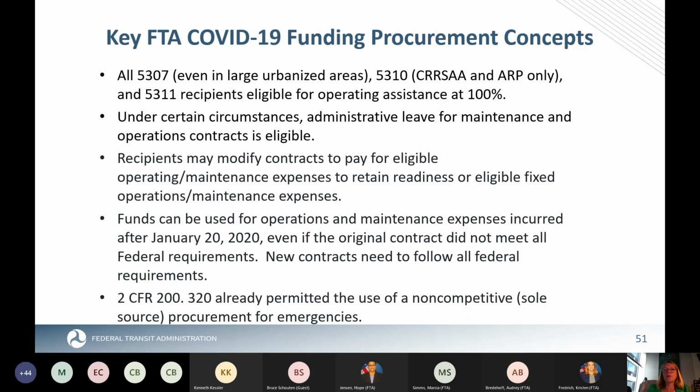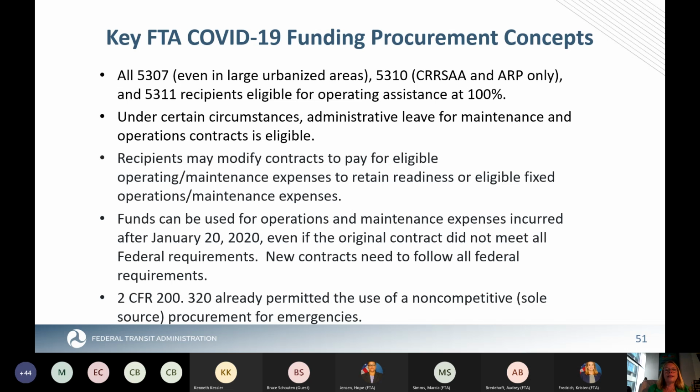There were some flexibilities that were built in also. The second bullet, under certain circumstances, administrative leave for maintenance and operations contracts is eligible if it wasn't eligible before. It did allow you to modify contracts to pay for eligible operating maintenance expenses so that you could retain readiness or eligible fixed operations and maintenance expenses. It also said that funds could be used for operation and maintenance expenses incurred after January 20th, 2020, even if that original contract was not actually procured meeting all the federal requirements. New contracts, however, need to follow all federal requirements.